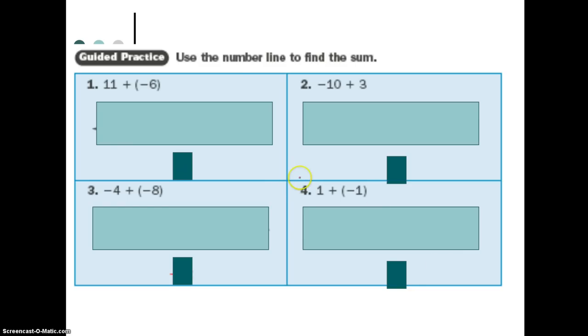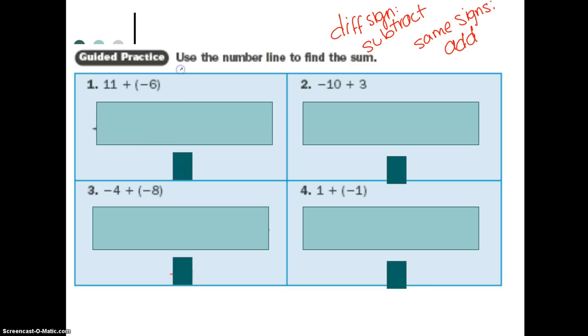For numbers 1 through 4, if you would like to use the number line, you may, or you could just use the fact that when you're adding and they're different signs, you want to subtract, ignore the signs and subtract. If they're the same sign, you ignore the signs and just add them, and then keep the same sign. Pause the video and solve these problems.